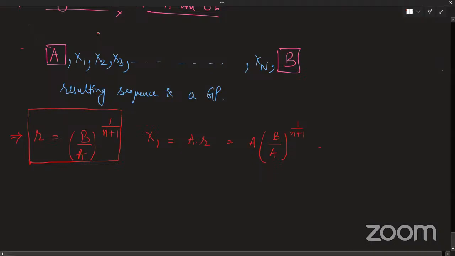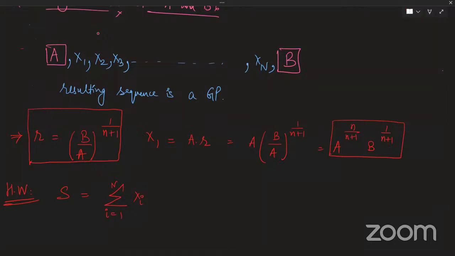So how can I write it? I can write it as a raised to n by n plus 1 into b raised to 1 by n plus 1. Fine. So this will be my first term and this will be my common ratio. So again, it is your homework now to calculate the sum, or I will write it as the sum from i is equal to 1 to n of xi. Fine. This is your homework. Everyone say got it?